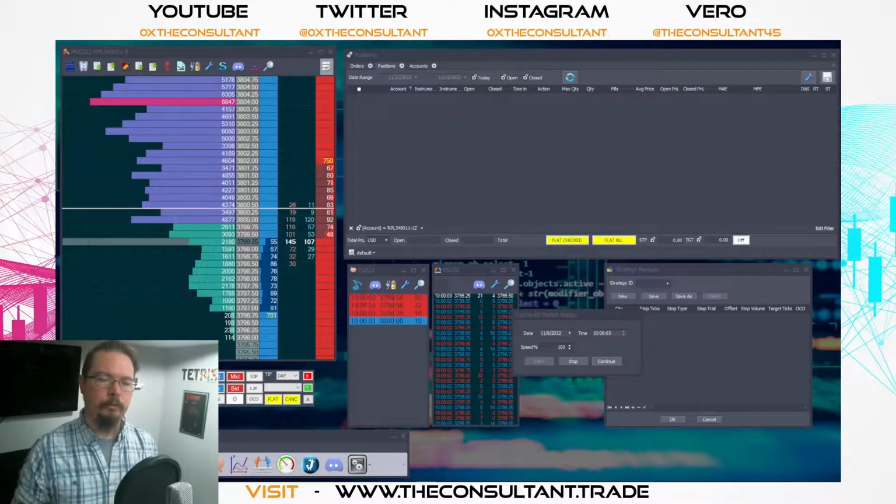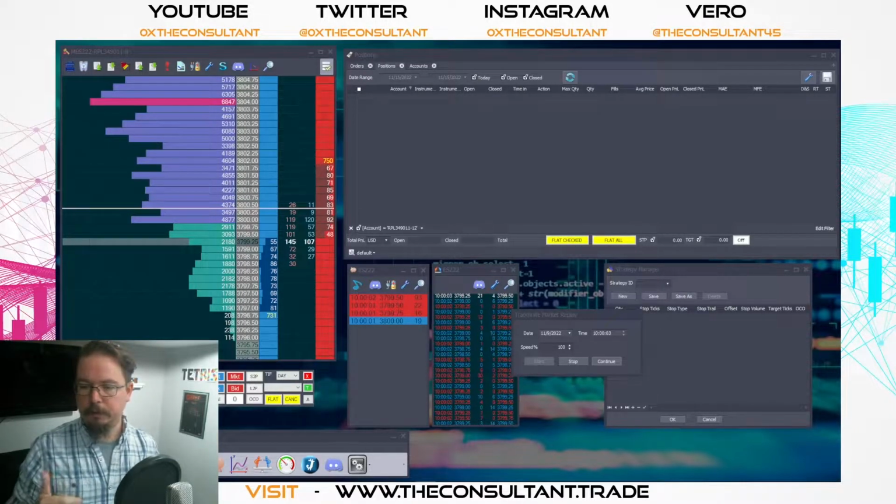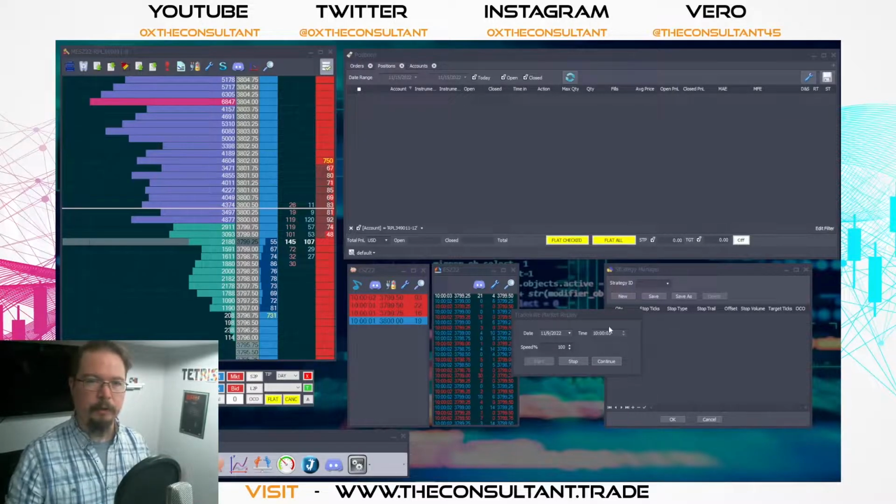This is where we use the DOM and order flow to trade futures. So today what we're looking at is we're going to be trading the November 9th, 2022 date. I believe this is a Thursday. It's a Wednesday or Thursday. About 10 a.m. Eastern Standard Time, so it's approximately 30 minutes after the North American market open for the ES.